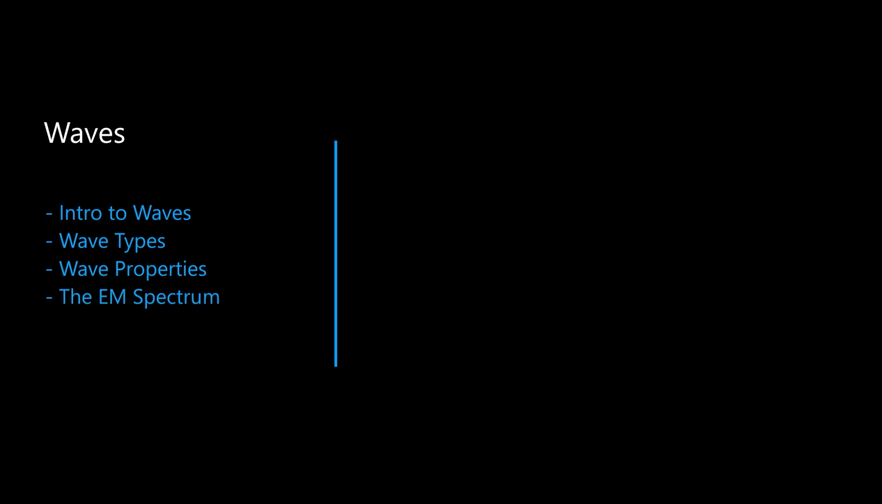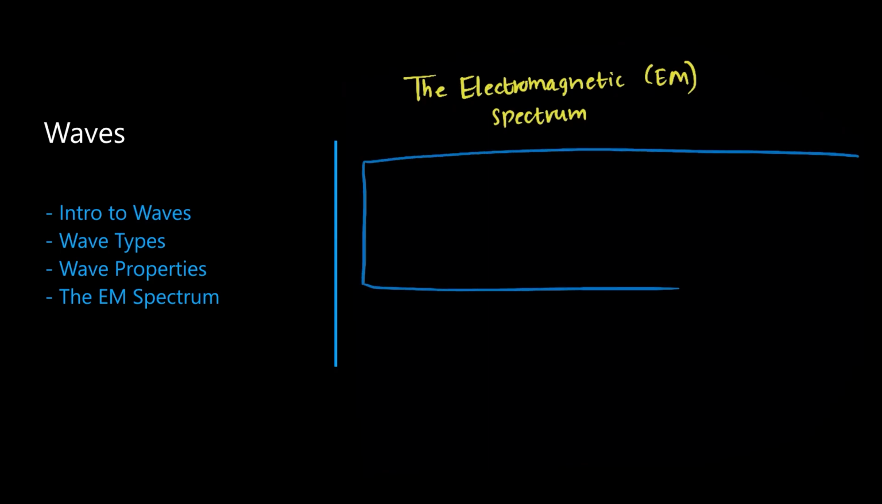Now let's focus on the electromagnetic spectrum. This is the entire range of electromagnetic radiation, organised by wavelength and frequency. Remember, for EM waves, a longer wavelength means a lower frequency and lower energy, while a shorter wavelength means a higher frequency and higher energy.